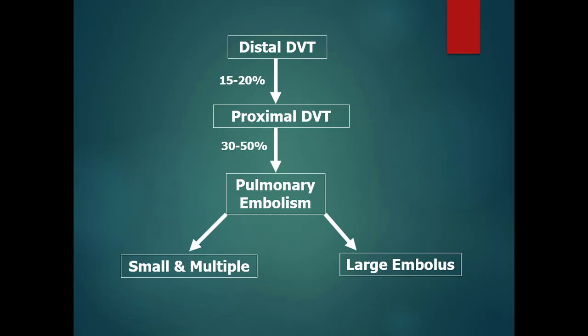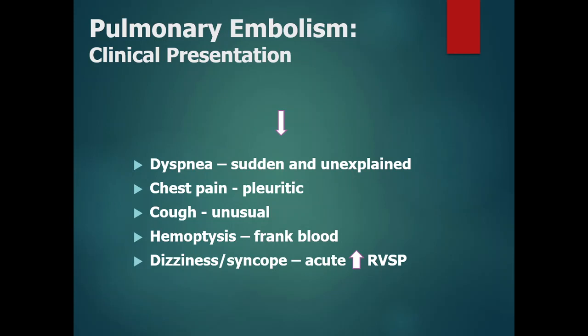It has a huge impact on the patient's physiology and presentation. So the clinical presentation of pulmonary embolism is non-specific, but the things that make you think of pulmonary embolism are sudden unexplained dyspnea, pleuritic chest pain, cough is rather unusual, hemoptysis, frank blood, is not common, but it makes you suspicious, and symptoms of right heart strain with syncope and dizziness.